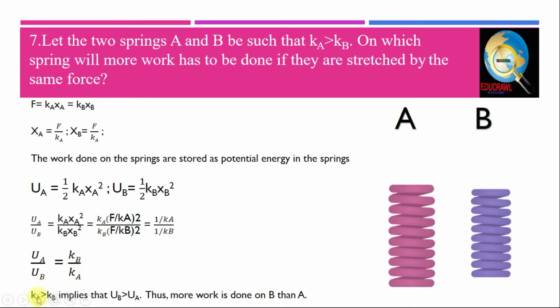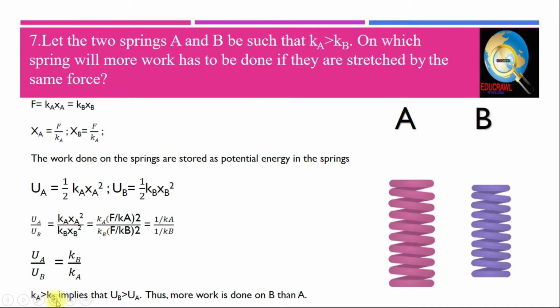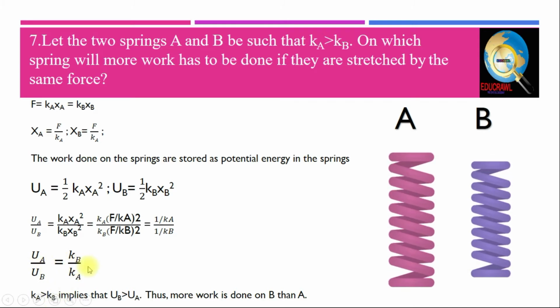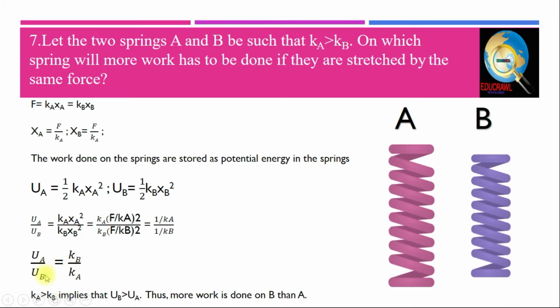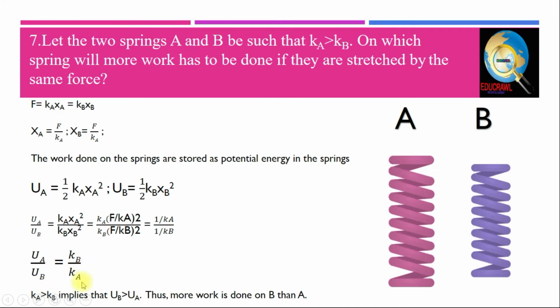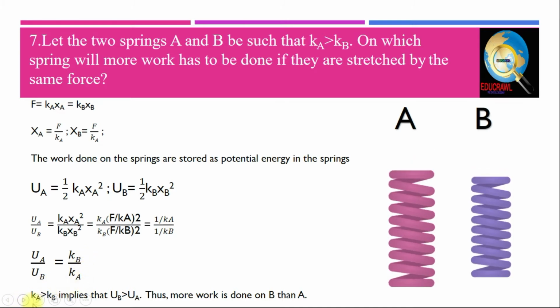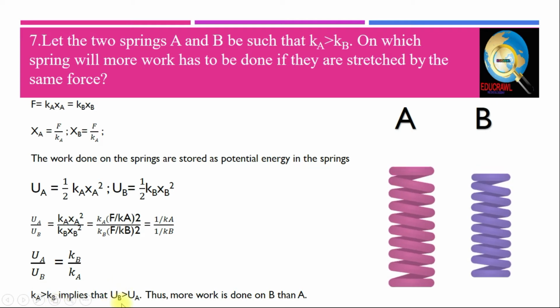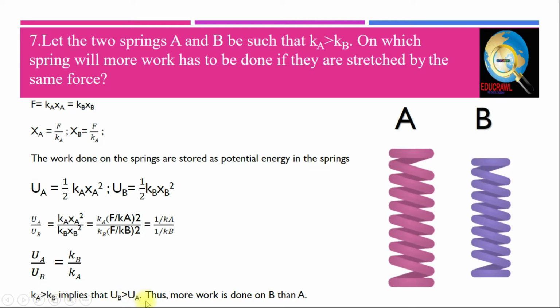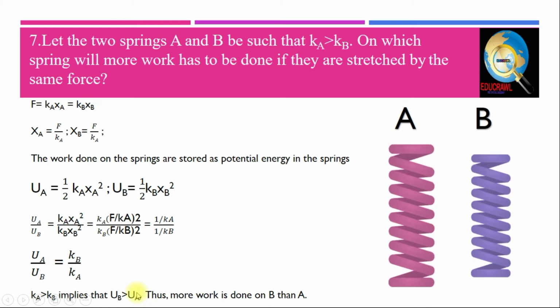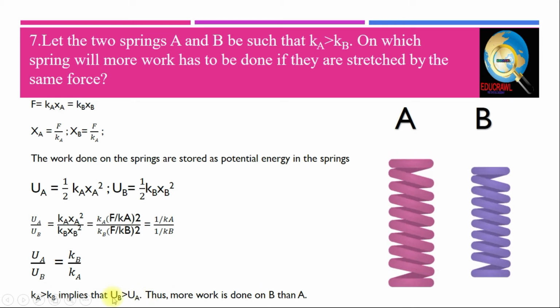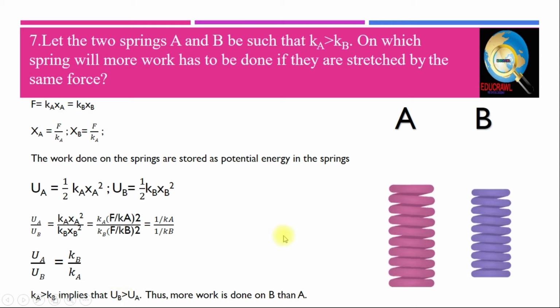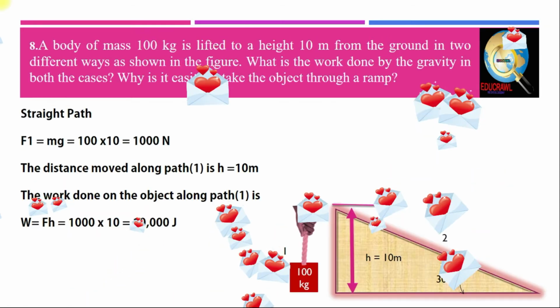Here it is given that Ka is greater than Kb. The ratios are equal, that only we have found now. UA by UB is equal to Kb by Ka. Since Ka is greater than Kb, it implies that UB should be greater than UA. That is, more work is done on the object B than the object A.